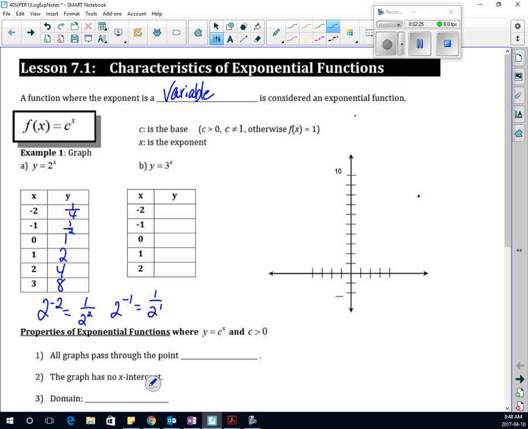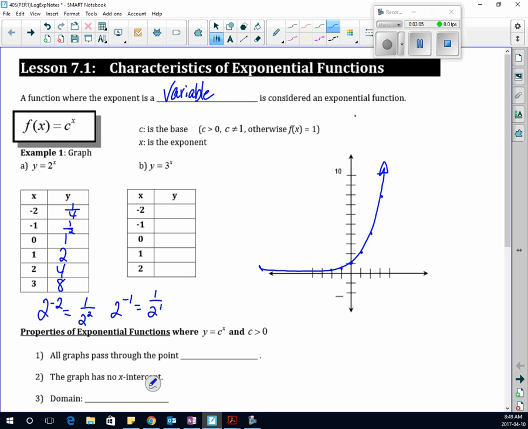Okay, so let's plot these. So of course a quarter, just kind of make your rough estimate here. We just want to see the general sketch of this. So -2, a quarter, say just a little bit above; -1, 1/2; then 0, 1; 1, 2; 2, 4; and then 3, 8. I'll erase that extra dot. Okay, so this is a nice curve. So what happens is it's going to go like that.